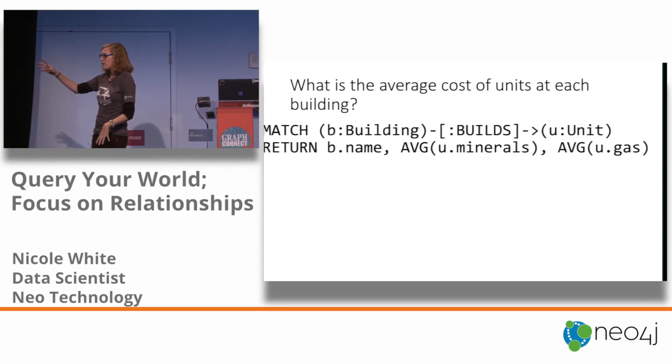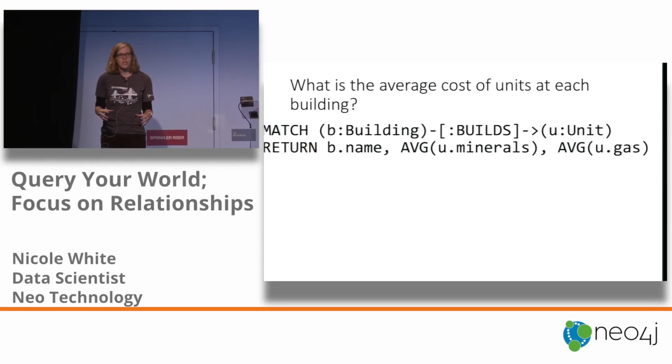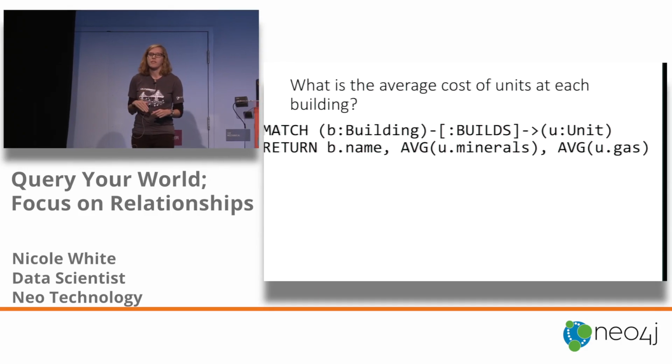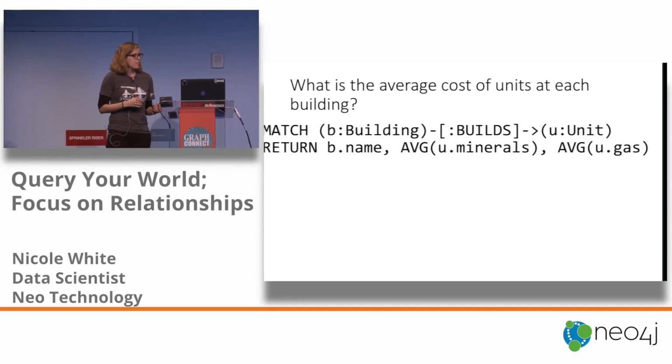So the match clause is what I like to say, or I explain it as being all or nothing. It's not as if it's starting up building nodes and then figuring out which have builds relationships. It's only finding buildings that have those builds relationships outgoing to a unit node. So if there are any buildings that don't build any units at all, they're just support buildings or something, they aren't returned in this query. They don't have an average of 0 or anything. They're just not there. So the match clause is what I like to call all or nothing.